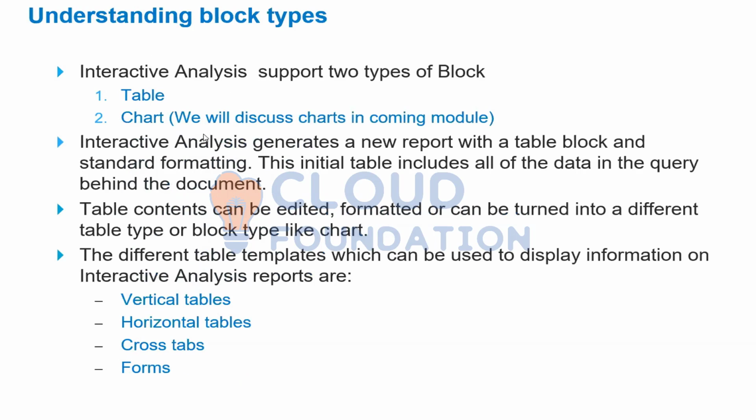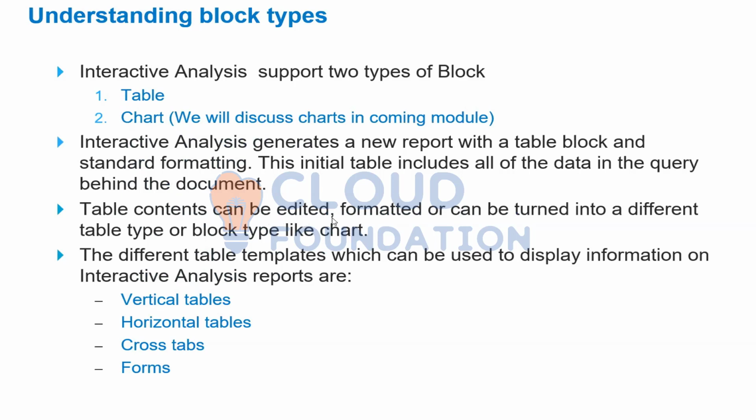So these are the block types we have. It supports 2 types of block. One is a table and the other is a chart. These charts we will discuss in the next module. Interactive analysis generates a new report with a table block and standard formatting. Whenever we create some report, whenever we pull some objects in the query panel, by default, it will show us in the form of table.